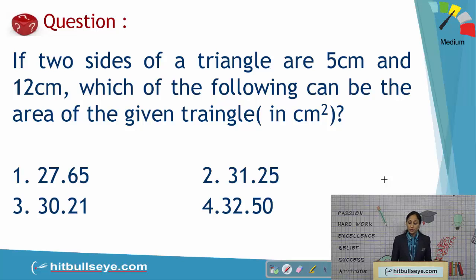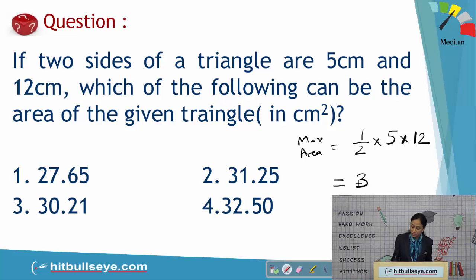In this question, we are given two sides of a triangle as 5 centimeters and 12 centimeters. We have to find out of these four options which is the possible area of this triangle. Now in the previous slides we had discussed that if two sides are given, then the maximum possible area that the triangle can have is half into product of these two sides. That comes out to be 30 centimeters square. Now any option which is more than 30 is not a possible area. Therefore, options 2, 3 and 4 are ruled out and we are left with only one option, that is the first option is the answer.